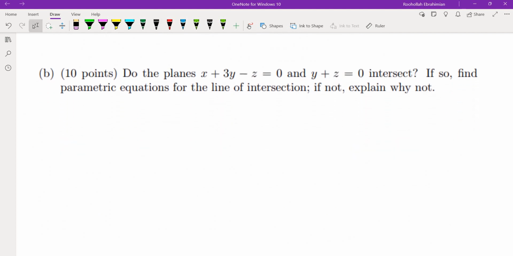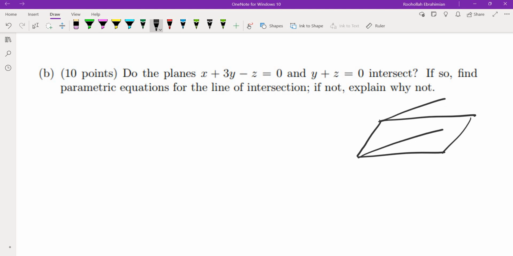Do the planes this and that intersect? If so, find a parametric equation of the line of intersection. So if we have two planes, when do they intersect and when are they parallel? They are parallel if the normal vectors are parallel to each other. They intersect if the normal vectors are not parallel to each other. So we're going to find the normal vectors.